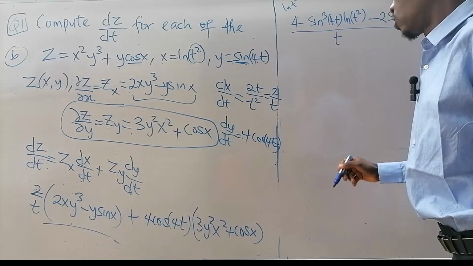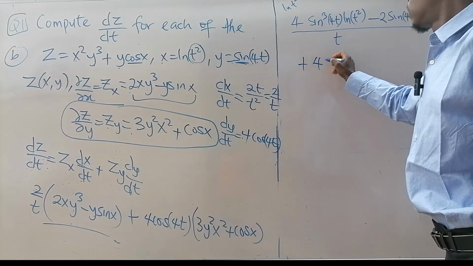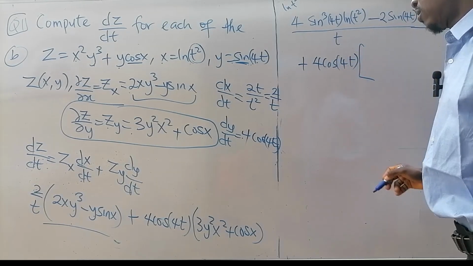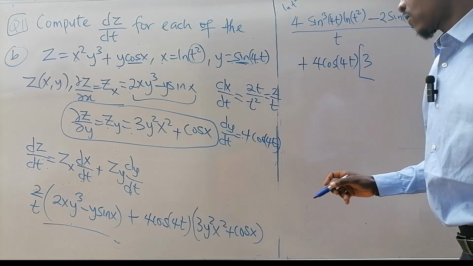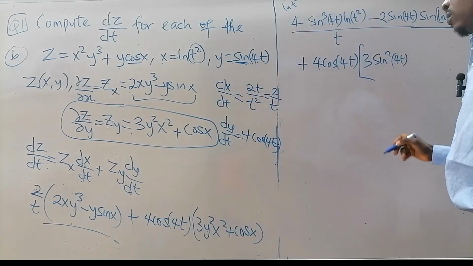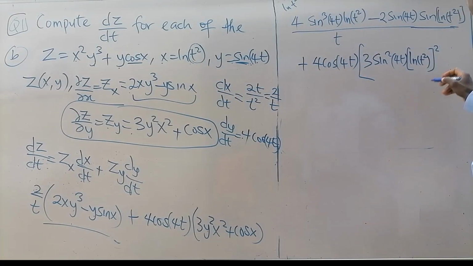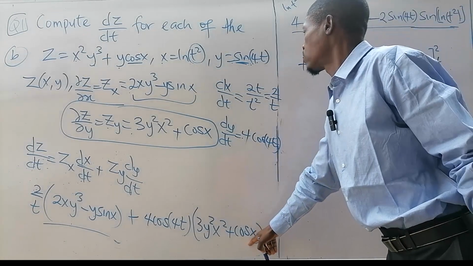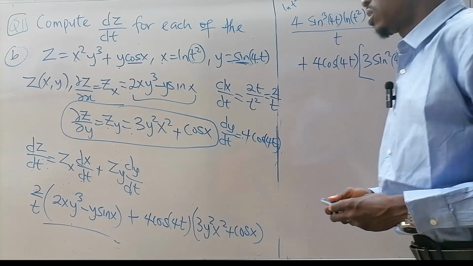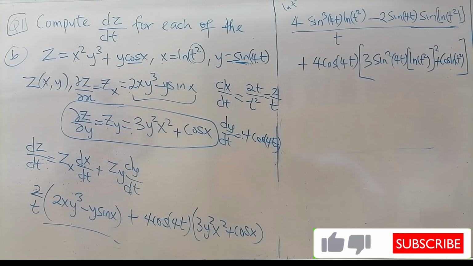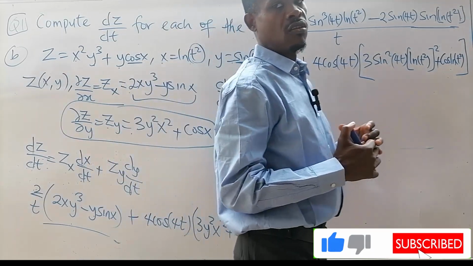Okay, let's do the same thing for the second one. Plus 4 cos 4t. Open your brackets. That's 3 here. y square is this. Square, if you do this one, okay, then plus cos x. So that's that on these aspects. We just make the variable to be of the same form, but it's not compulsory. It's not compulsory, but that will fetch you more marks. Okay, so that's that on this one of the chain rule.